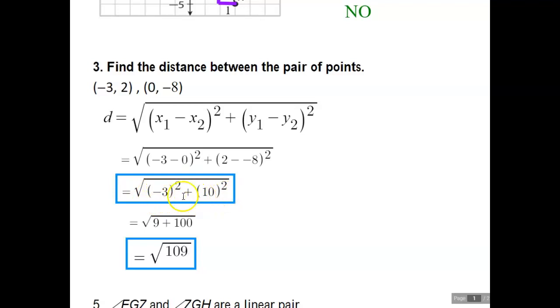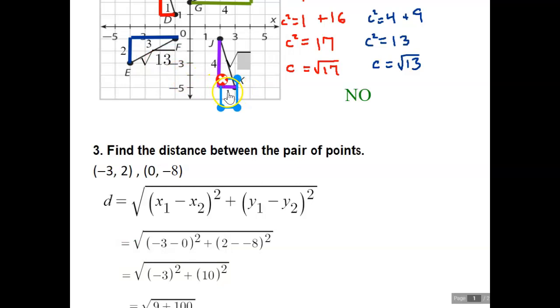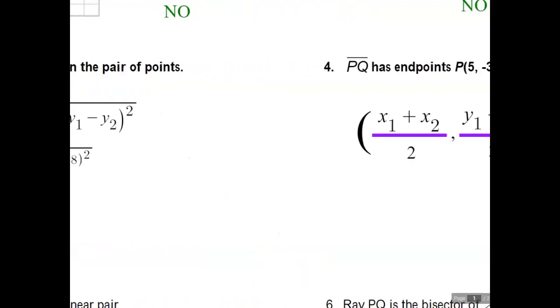We found out how far apart the x values are, just like we count here. How far apart are these? They're 1 apart, right? How far apart is -3 from 0? It's 3 or -3. Then we counted, how far apart is 2 and -8? Well, those are 10 away from each other. So it's the same thing as a graph, so that's why this formula and Pythagorean theorem look very similar. They're really the same thing.